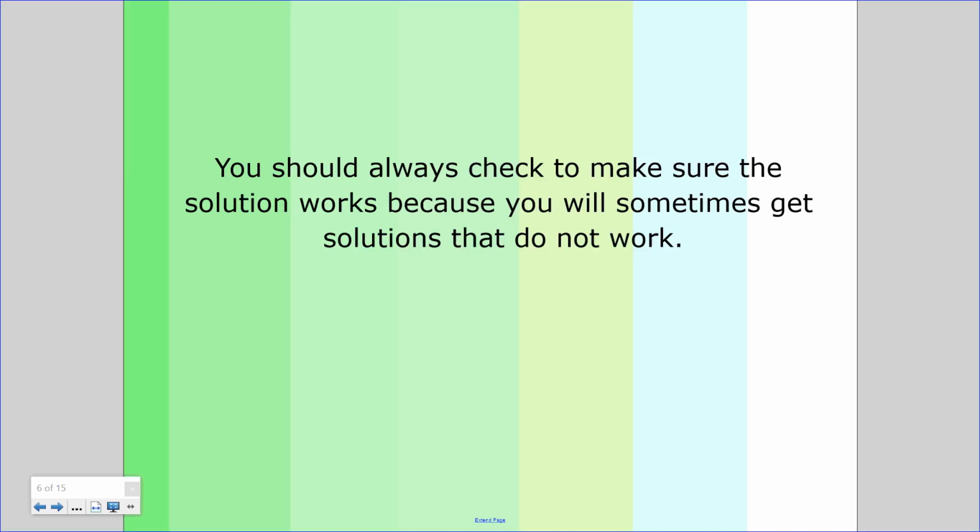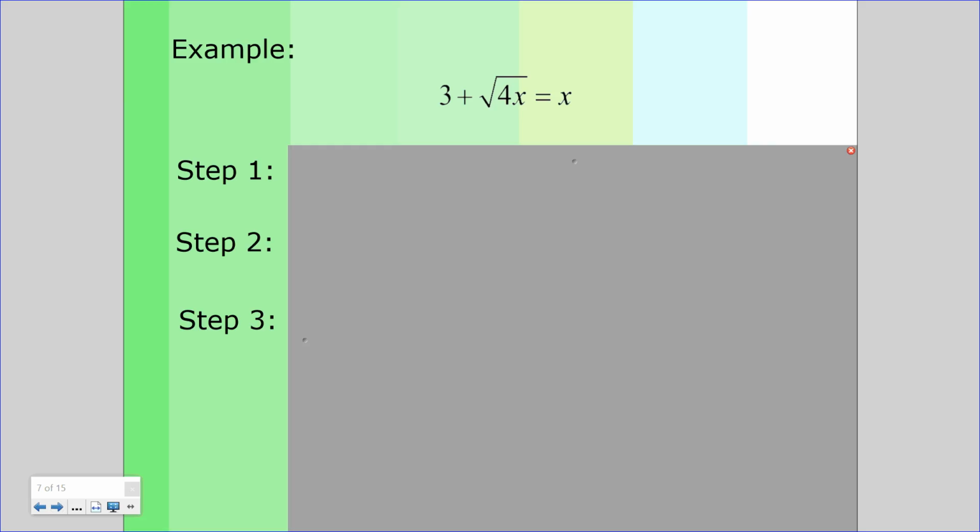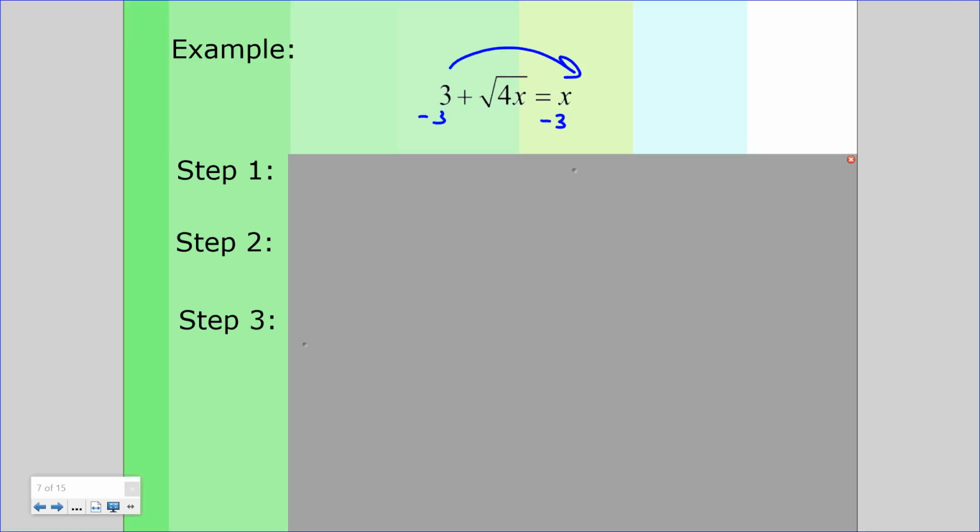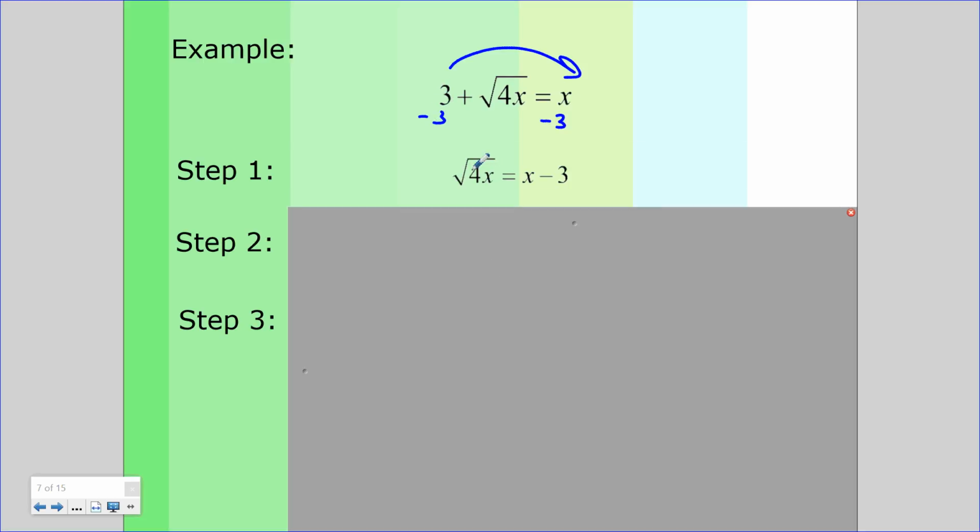All right, so as I mentioned briefly, you should always check to make sure the solution works because you will sometimes get solutions that do not work. And so let's take a look at what that would look like. So here's another radical equation. We'll start by isolating the square root. So that means I'm going to need to bring this 3 over to the other side. So undo its sign, subtract it from both sides, giving us the square root of 4x equal to x minus 3.